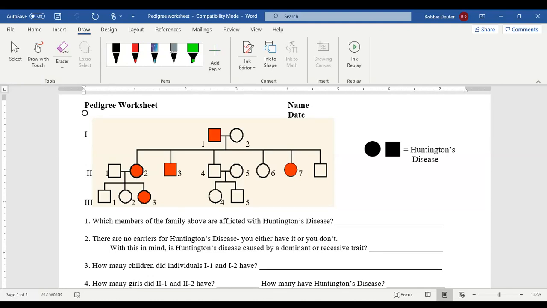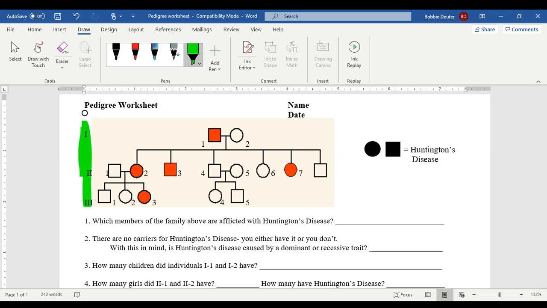So let's look at a pedigree. A pedigree is something that's going to show our family history. There's a few things on a pedigree we need to look at. First, right here on the side, these are the generations. So we have 1, 2, 3 generations.